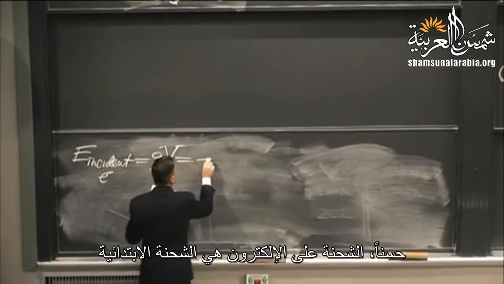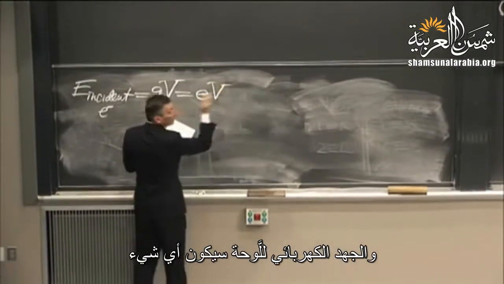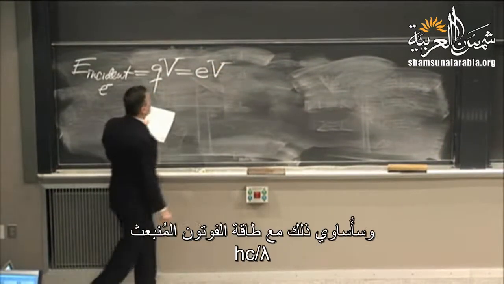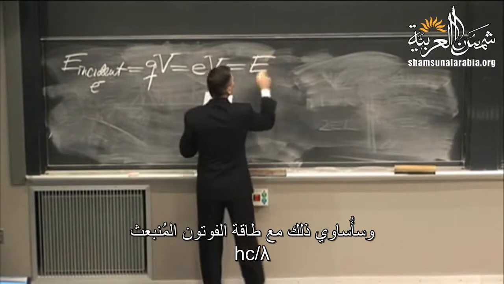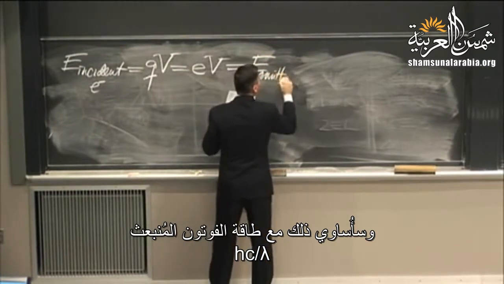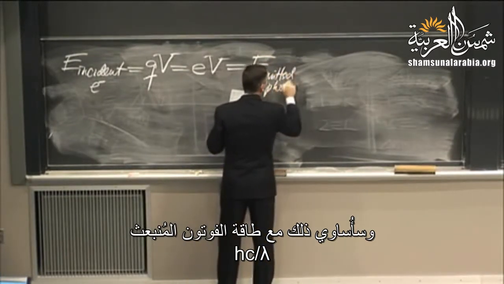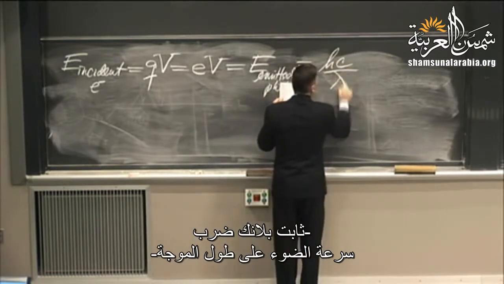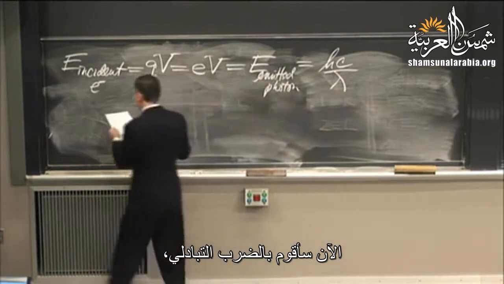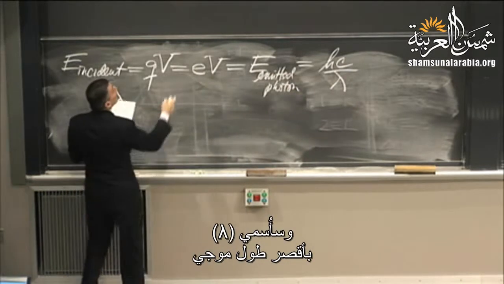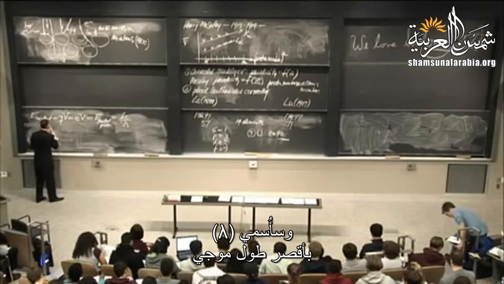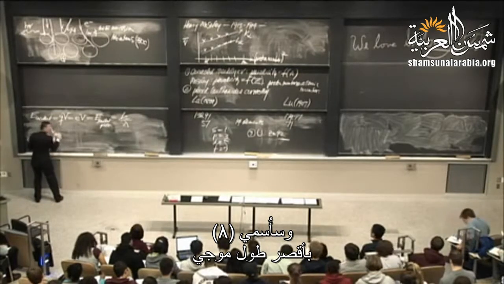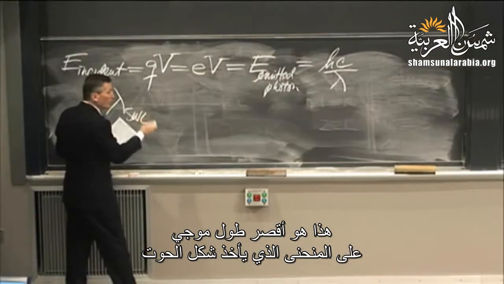Well, the charge on the electron is the elementary charge, and the plate voltage is whatever it is. And I'm going to equate that with the energy of the emitted photon, which is equal to hc over lambda. So now I can cross multiply, and I can call this the lambda of the shortest wavelength. That's the shortest wavelength on the whale-shaped curve.